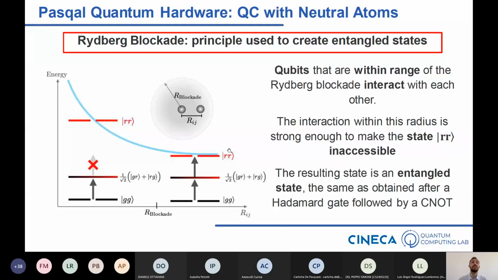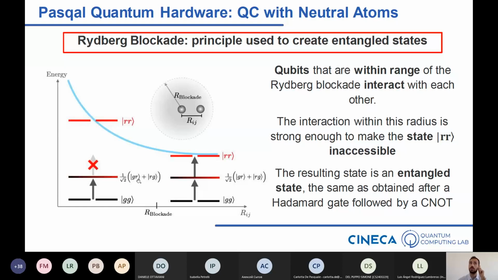But if they are inside the Rydberg radius, the interaction is so strong that the state RR becomes inaccessible. So if you excite them with the global pulse, since the energy of the Rydberg state is so high that you cannot reach it, the final state that you obtain looks like this. It's an entangled state.